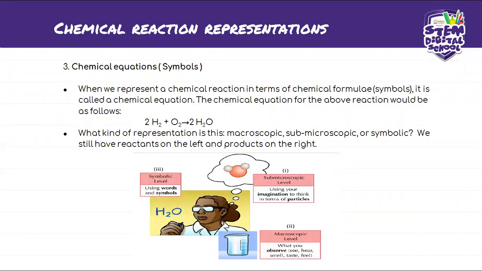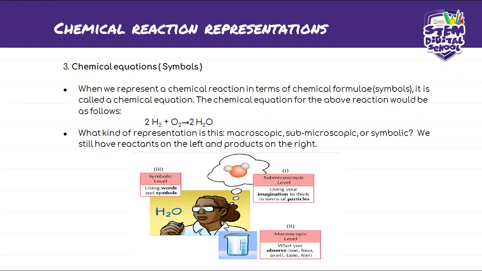or symbolic. All right, so when I have H2O, it means I'm using their symbols or formulas, and that is the symbolic level. So symbolic level is using words and symbols. Okay, so let's go to what? Submicroscopic level. Now, submicroscopic level is when I am using my imagination to try to represent water. So using your imagination to think in terms of particles, that is submicroscopic level.